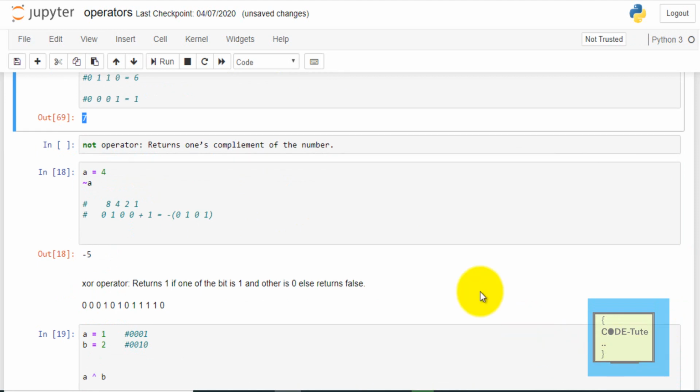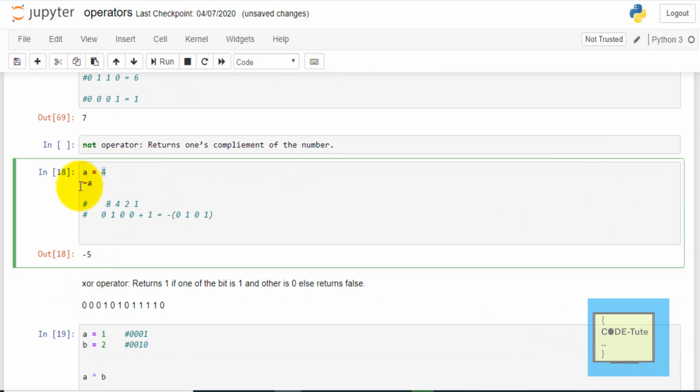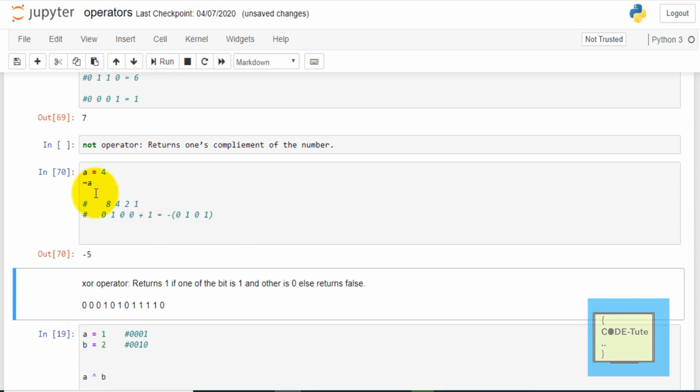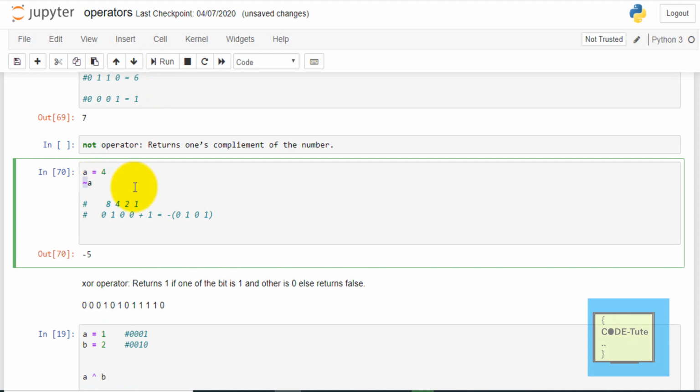The next is NOT operator. It works like a complement, it takes the complement of a number. So if A is 4, then this is the NOT operator, not A. So it takes the complement of a number. Now how to take the complement of a number? First you have to write the number. Here the number is 4, 0 1 0 0 means 4. Then you need to add 1 to it and just negate that value. So this is how you can take the complement of a number. So to take the complement of a number, this operator is used.